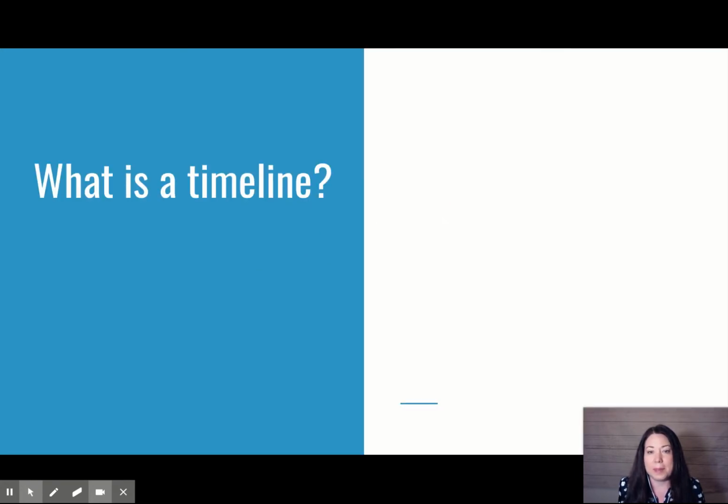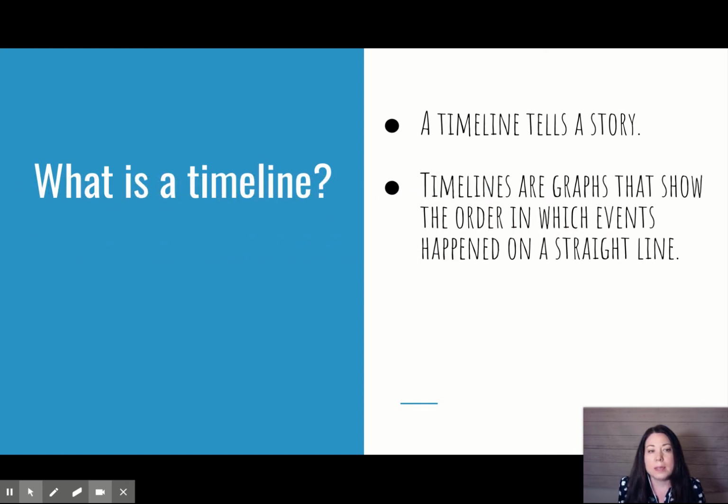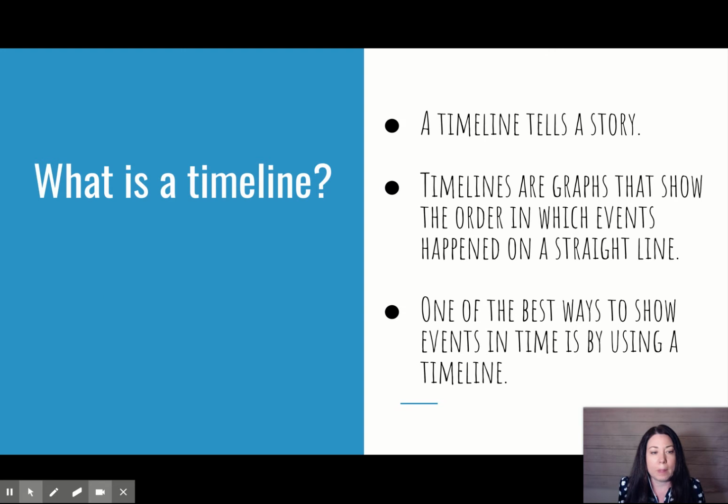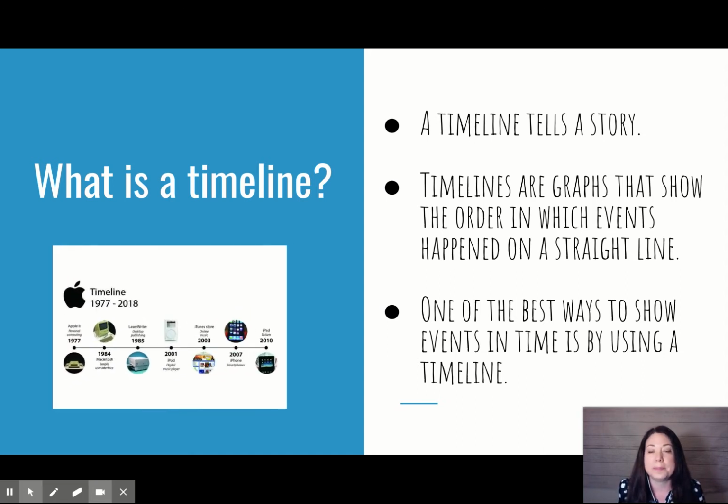What is a timeline? A timeline tells a story. Timelines are graphs that show the order in which events happened on a straight line. One of the best ways to show events in time is by using a timeline. How do we see how things changed or what happened over time? We can see it really clearly on a timeline.